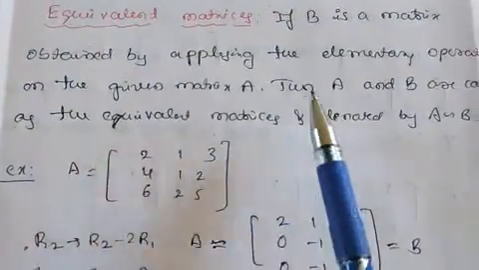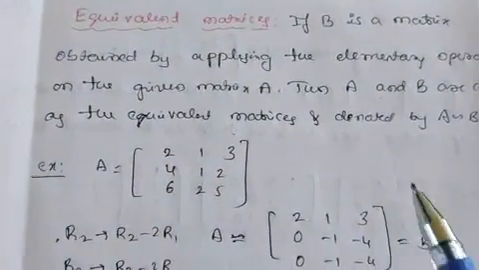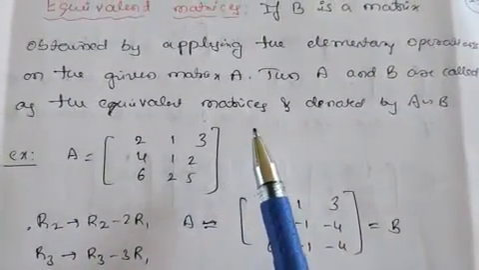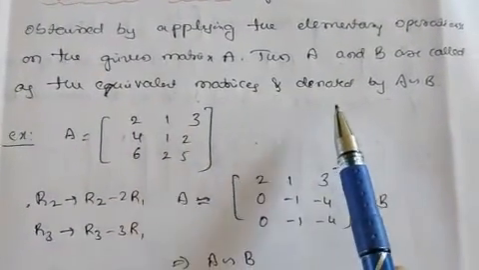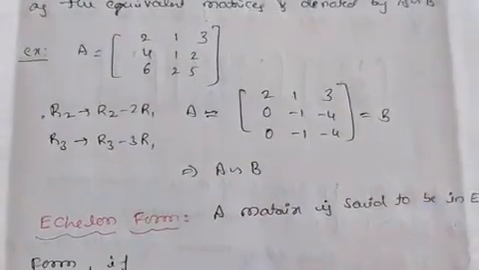Next is equivalent matrices. That is just now I told you here. If B is a matrix obtained by applying the elementary operations on given matrix A, then A and B are said to be equivalent matrices, and it is written as A is equivalent to B. So this is the example.